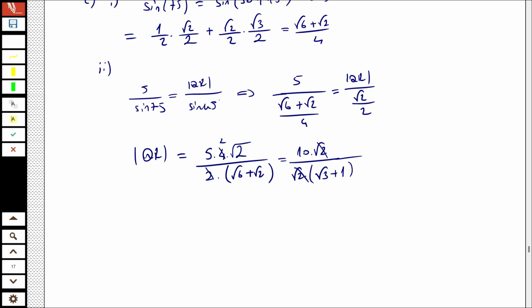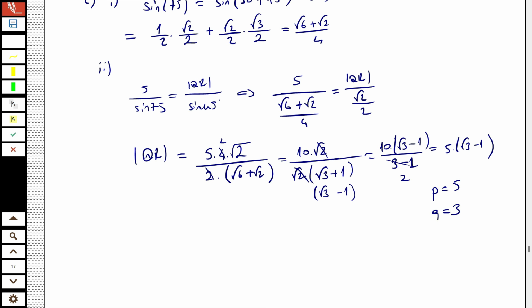And we're gonna write, yeah. So the conjugate of this irrational number is gonna be square root of 3 minus 1. And when we multiply the up and down, we will see that 10 times square root of 3 minus 1 divided by 3 minus 1, which is 5 times this number, and P is 5, Q is 3.